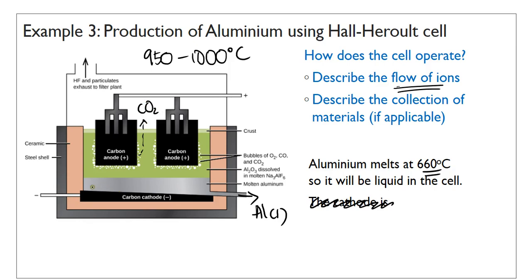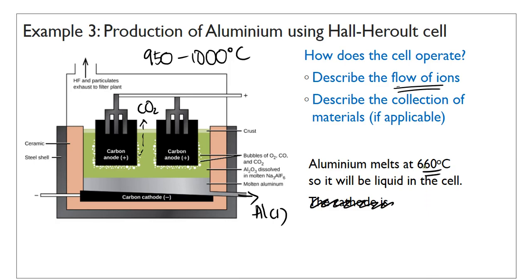So this is using the fact that aluminium melts at a lower temperature than the cell, using the fact that aluminium is more dense than an ionic compound, and using the fact that the other product is a gas, that allows you to have a natural separation between the two products, the aluminium and the carbon dioxide, without needing to build a diaphragm or membrane or layer. So you can save some money there. So that's how the material is collected.